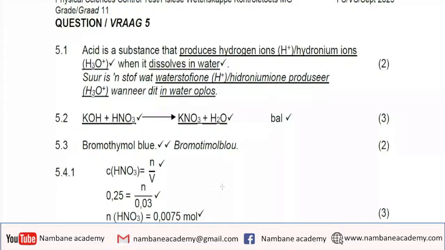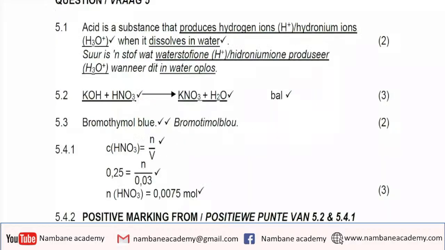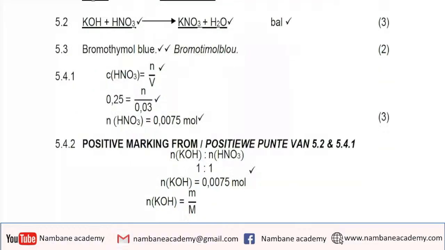And then 5.3, give the name of the suitable indicator for this neutralization reaction. Because in this reaction we have a strong acid and a strong base, we will require bromothymol blue for 2 marks. So colleagues, please note that it is 2 marks there on the memo. 2 marks for bromothymol blue. So it's 2 marks or nothing.